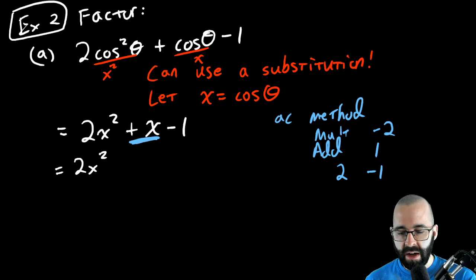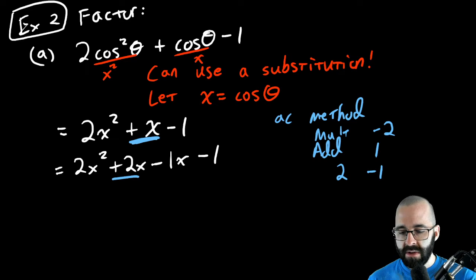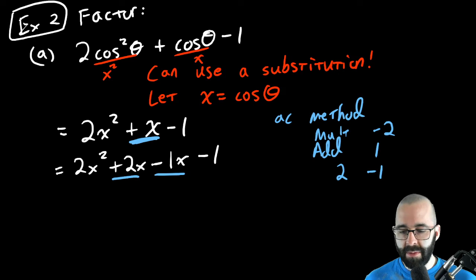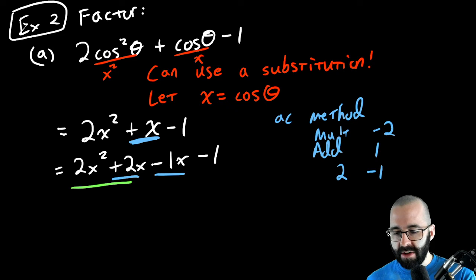We split up this middle term using those coefficients. So we get 2x squared plus 2x minus 1x minus 1. So notice that the blue thing just got split up into two blue things. Okay, 2x minus 1x is 1x like we had before. And now we factor by grouping.